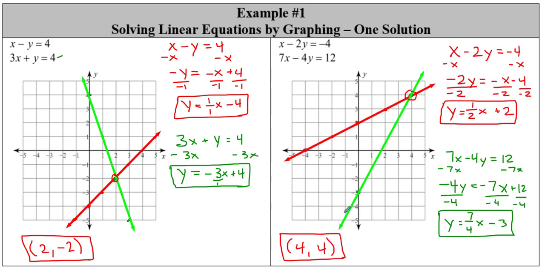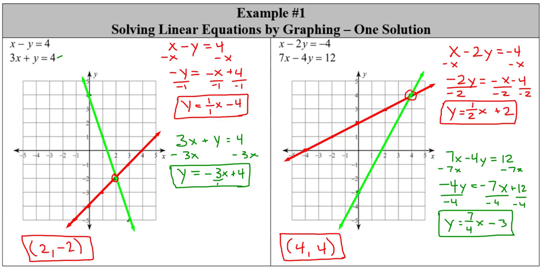All right, welcome back. So I ended up getting 4 comma 4 as my ordered pair. This is where they intersect. So this first one we converted, we get 1/2 x plus 2, and then over here I got a positive 7/4 x minus 3. Okay, so hopefully you are good to go on graphing single lines. Now we're just doing 2 of them, and it's just a matter of finding that point of intersection.